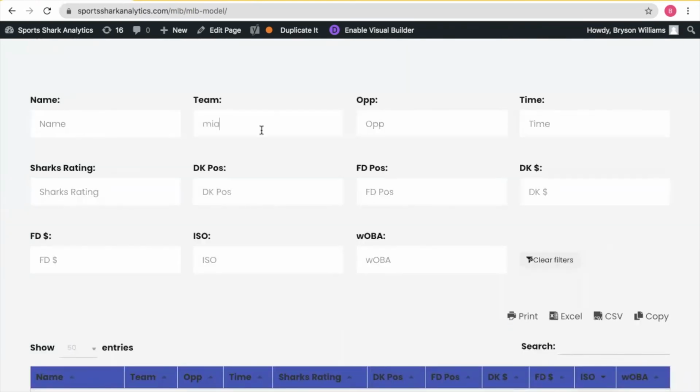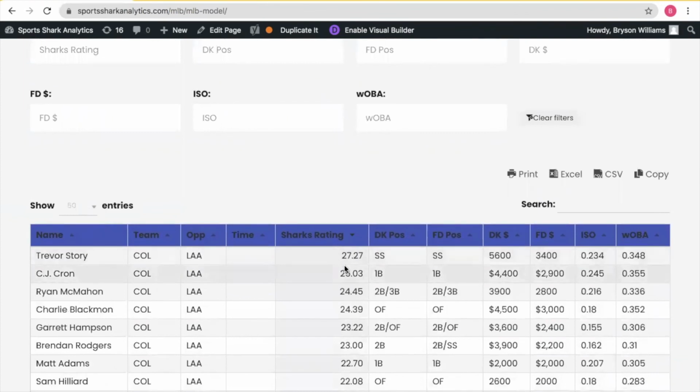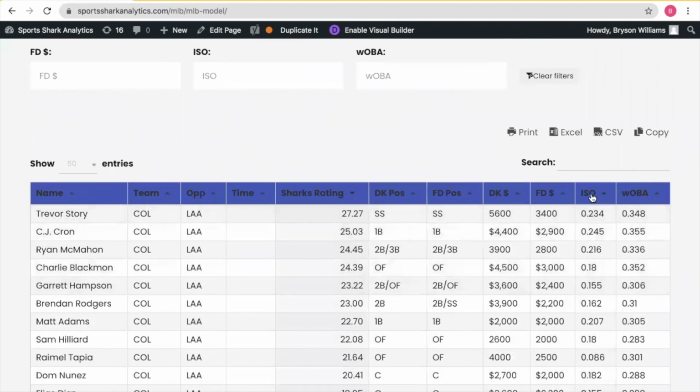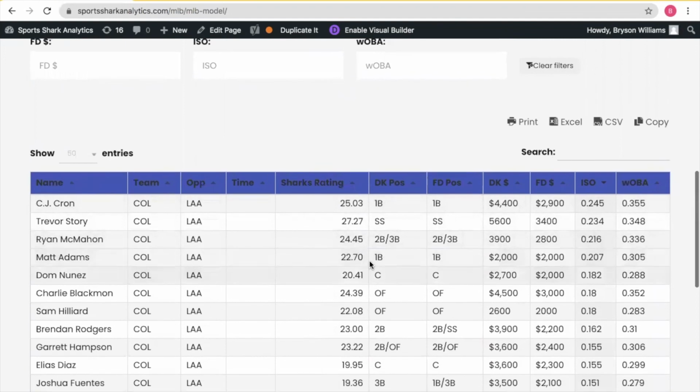And there's one more team, I think the Rockies. They scored over 10 runs. Let's see how they graded out in our model. They graded out okay, not too bad at all, actually. ISO-wise, CJ Cron, Story, McMahon, Matt Adams. I don't think he started that day, but Matt Adams, Charlie Blackmon, Sam Hillard.